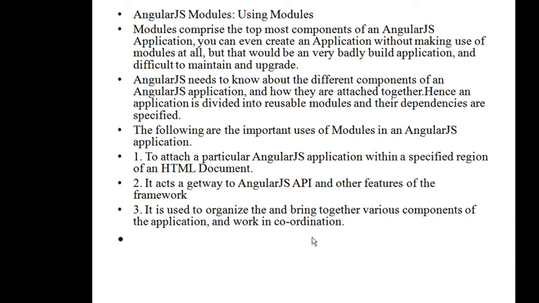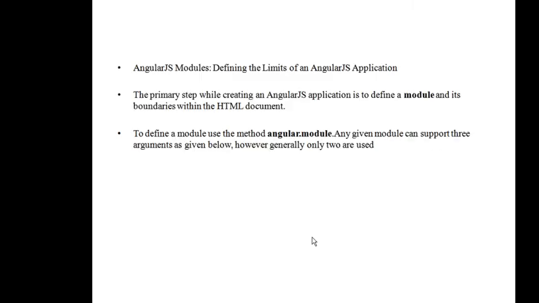The following are three important uses of AngularJS modules in an AngularJS application. The first is to attach a particular AngularJS application within a specified region of an HTML document. It acts as a gateway to AngularJS APIs and other features of the framework. It is also used to organize and bring together various components of the application and make them work in coordination.